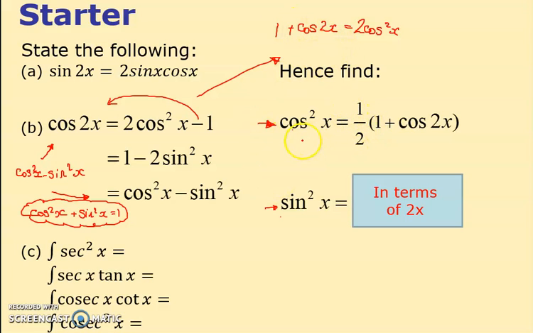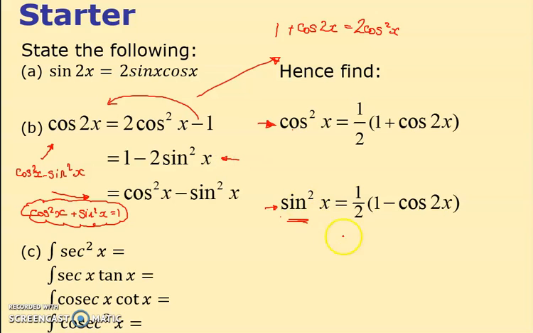The reason I put the 1 at the front is that if I do exactly the same trick for sine squared using this formula, I get half of 1 minus cos 2x. It's quite nice that these 2 equations are effectively the same, just one's a plus, one's a minus. Can you write these down if you haven't already done so? These equations are important. They get used loads in integration, so you want to know them.